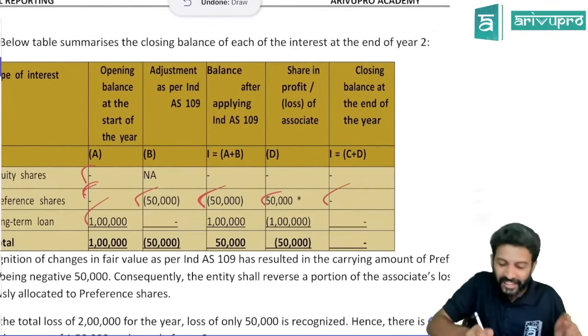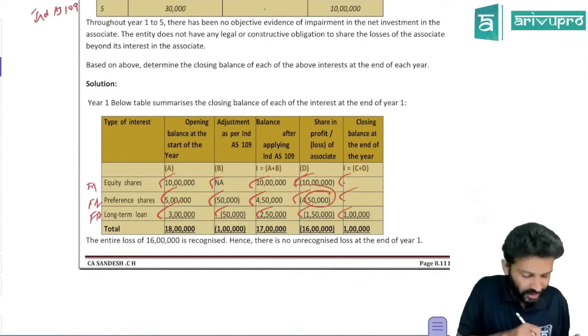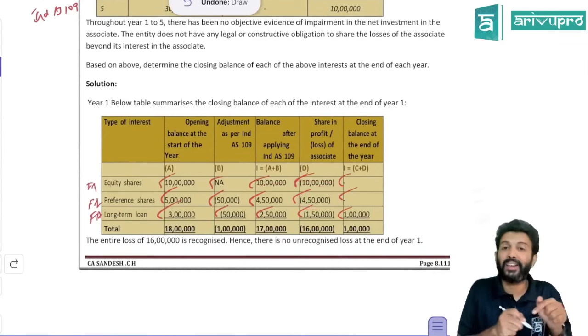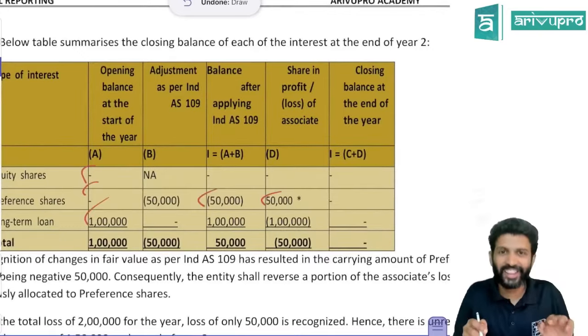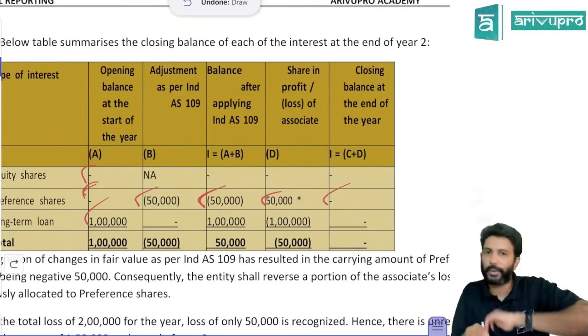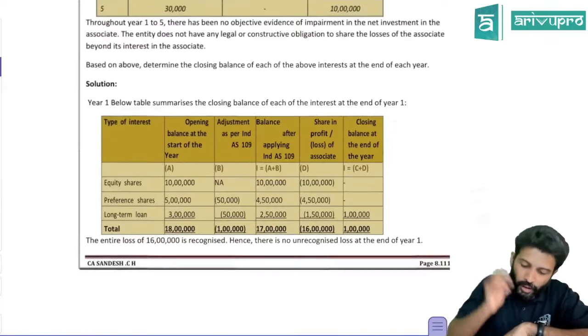Like that. That means in reality, did preference shares take a 4.5 lakh loss? Though you took 4.5 lakh in year 1, 50,000 you reversed. So this 50,000 loss, you have not allocated. You have reversed it from preference shares. Okay, like that.